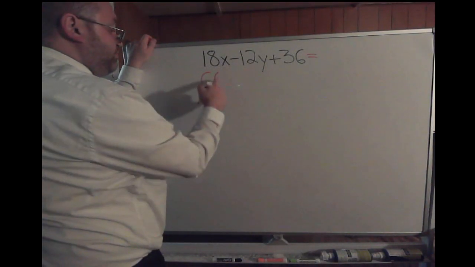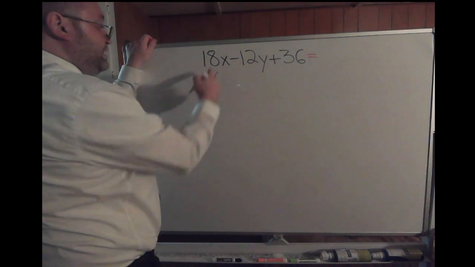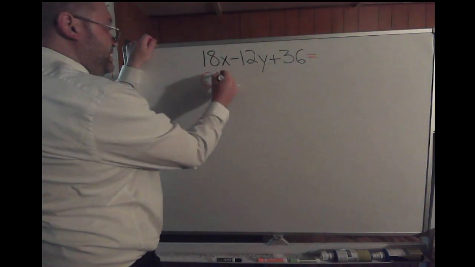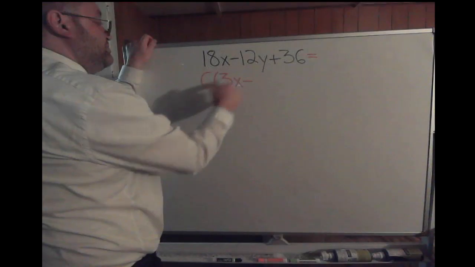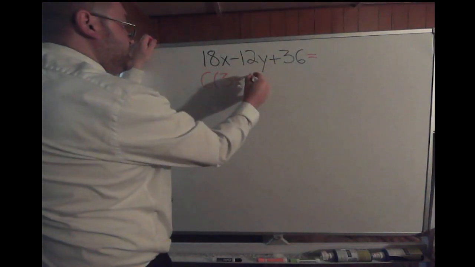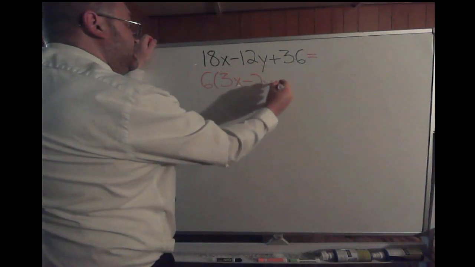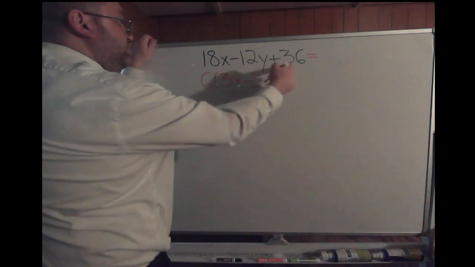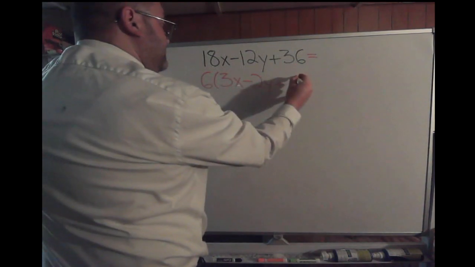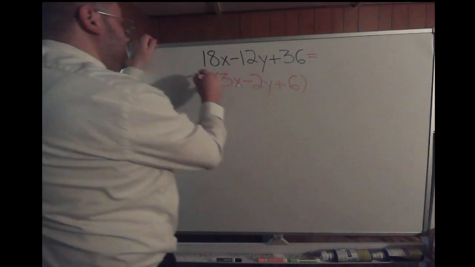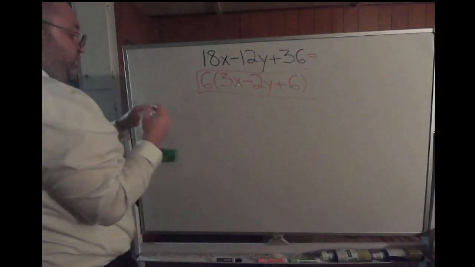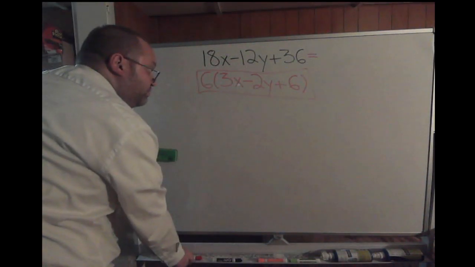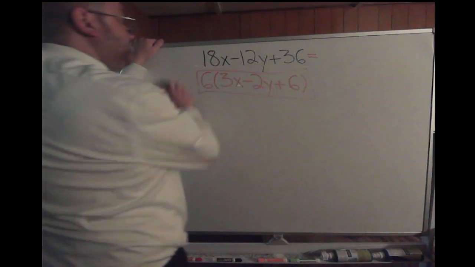Now you're going to do your parenthesis. 6 times what equals 18x? 3x. Minus 6 times what equals 12y? 2y. Plus 6 times what equals 36? Well, that's 6. So the answer you should get for this would be 6 times the quantity of 3x minus 2y plus 6.